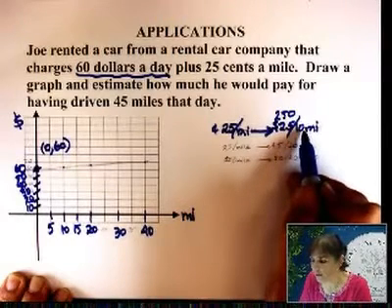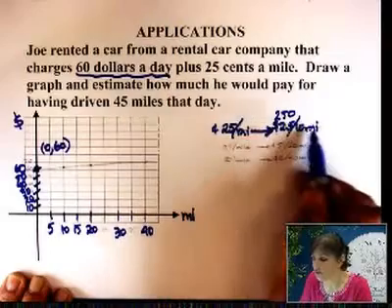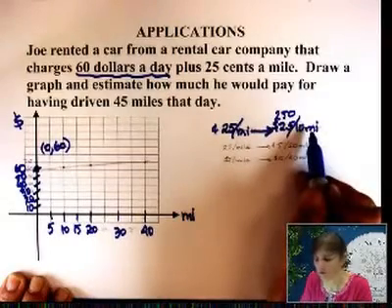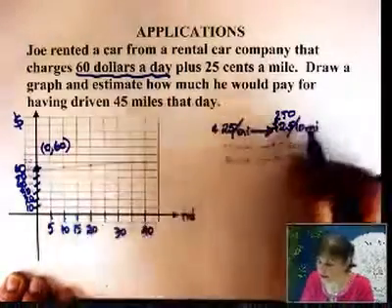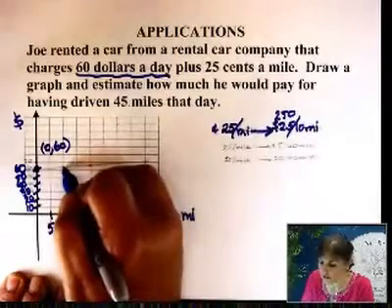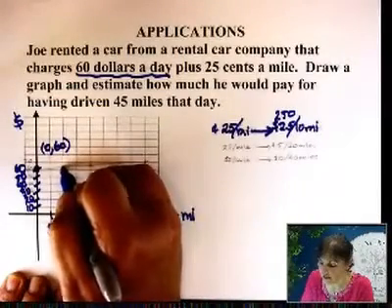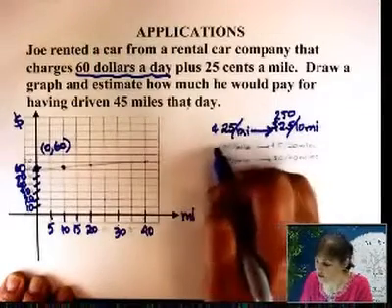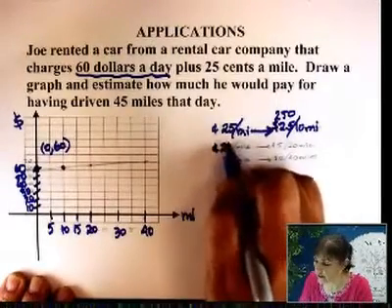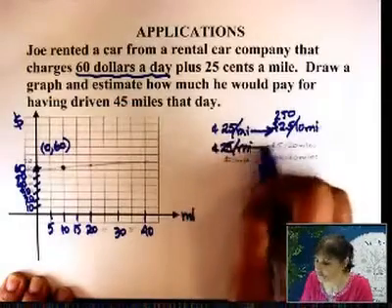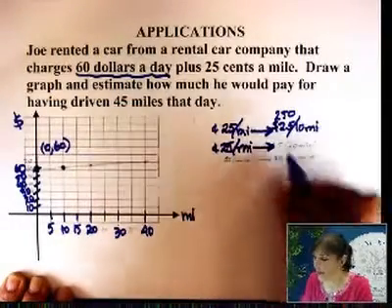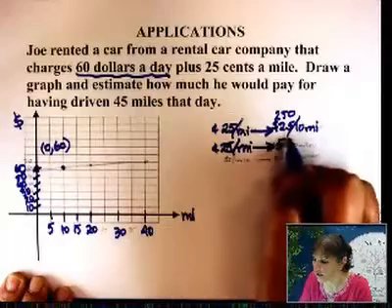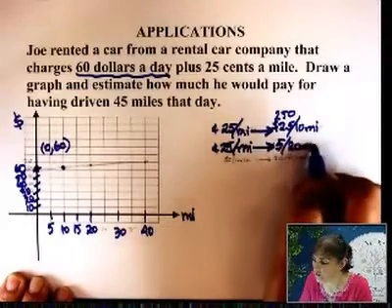But I already paid the $60, so I'm going to be at $62.50. So together, this is going to be $62.50, which is around here. Well, let's assume I drove 20 miles. So 25 cents a mile. I'm going to pay $5 extra for 20 miles.